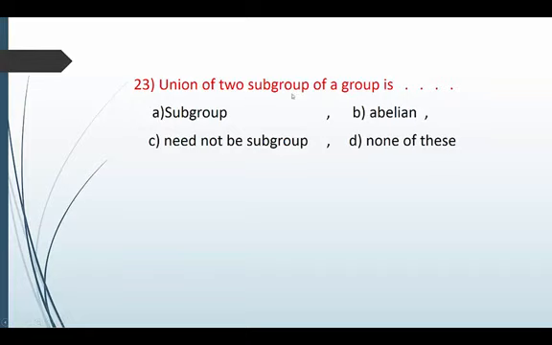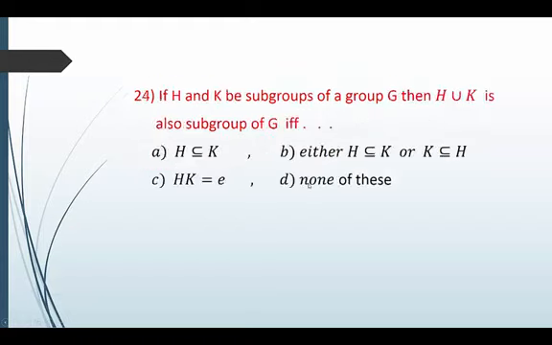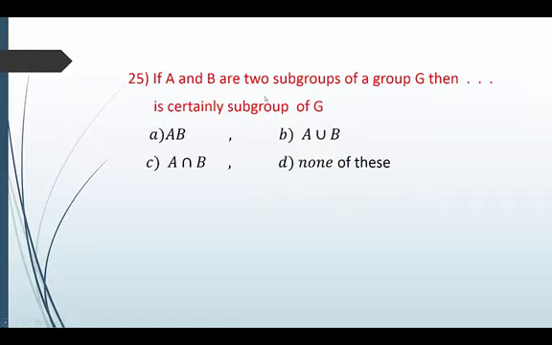23. Union of two subgroups of a group need not be a subgroup. 24. If H and K be subgroups of a group G, then H union K is also a subgroup of G if and only if either H is a subset of K or K is a subset of H. Answer is B option, either H is a subset of K or K is a subset of H. 25. If A and B are two subgroups of group G, then ___ is certainly a subgroup of G. A intersection B, C option.